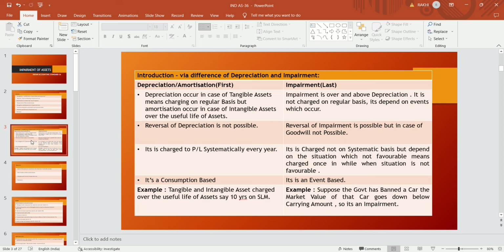But if the asset is goodwill and it is impaired, then in case of goodwill, reversal is also not possible. In any other asset, reversal is possible.